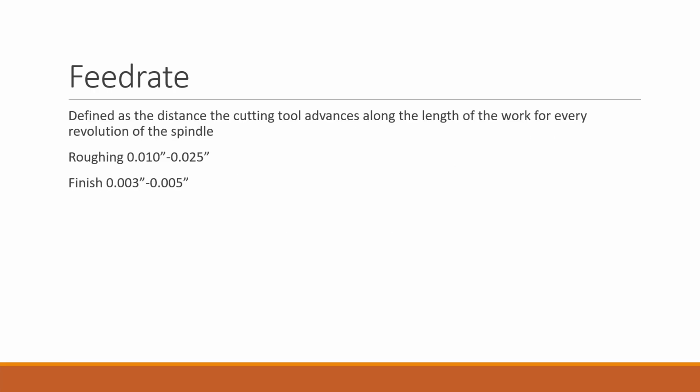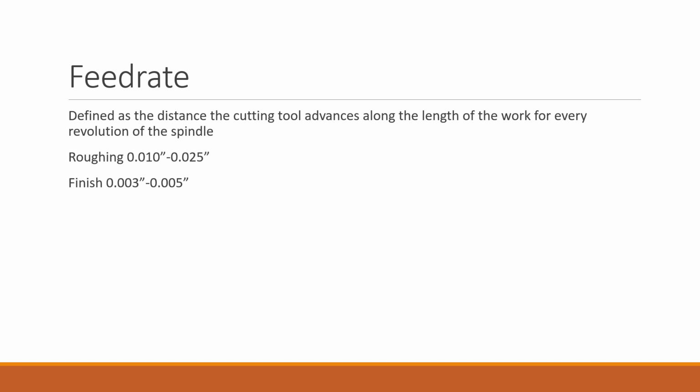Feed rate is defined as the distance the cutting tool advances along the length of the workpiece for every revolution of the spindle. For example, if you have your feed rate set to 10 thou per rev, this means that the tool will advance 10 thou for every revolution of the spindle.